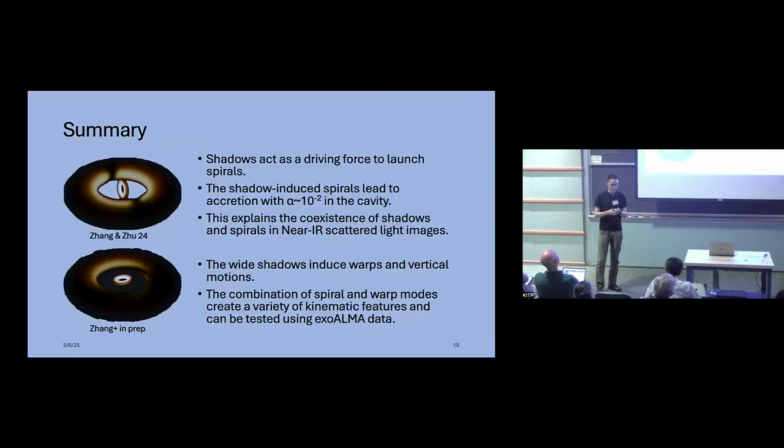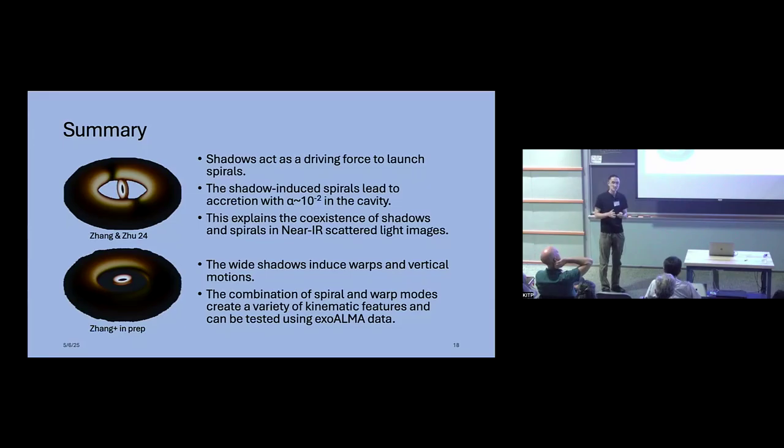So I'll just leave my summary slide here. Basically, the shadow can act as a driving force to launch spirals, and these spirals can lead to very strong accretion as high as 10 to the negative 2. And we can also explain the coexistence between the shadows and spirals in near-infrared scattered light images. And if the mutual inclination between the inner disk and the outer disk is not very large, the wide shadow can induce warp and vertical motion.